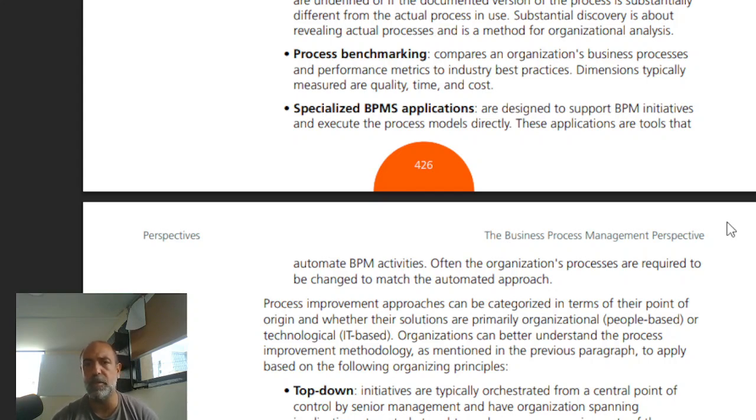And performance metrics and industry best practices. Dimensions typically measure quality, time, and cost. Specialized BPM applications are designed to support BPM initiatives and execute the process models directly. These applications are tools that automate BPM activities. Often the organization's processes are required to be changed to match the automated approach.